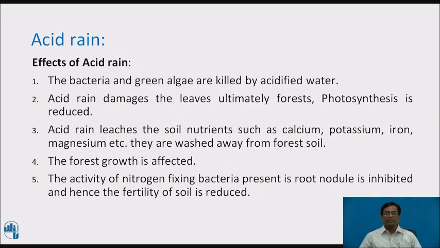Effects of acid rain. The bacteria and green algae are killed by acidified water. Acid rain damages the leaves, ultimately forests. Photosynthesis is reduced. Acid rain leaches soil nutrients such as calcium, potassium, iron, manganese, etc. They are washed away from forest soil. The forest growth is affected. The activity of nitrogen-fixing bacteria present in root nodules is inhibited, and hence the fertility of soil is reduced.